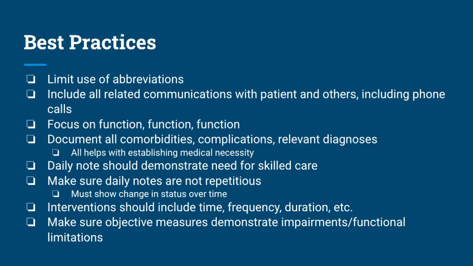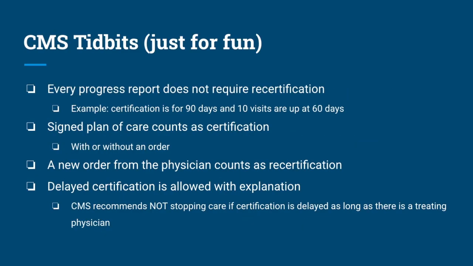You want to make sure that you have objective measures to back up your impairments and functional limitations. So if they have stiffness, you should have range of motion measurements. If there's weakness, you should have strength measurements.